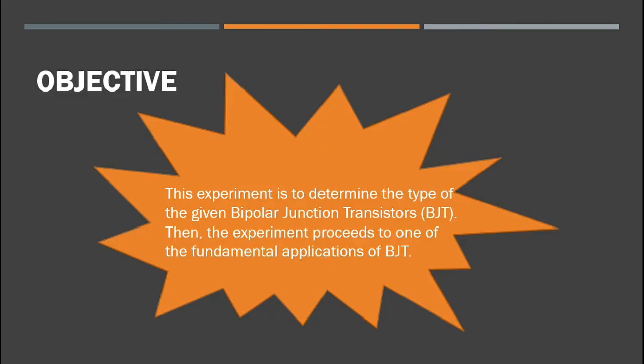Next is the objective of this experiment. The objective is to determine the type of the given bipolar junction transistors. Then the experiment proceeds to one of the fundamental applications of bipolar junction transistors. So let's move on to our experiment.